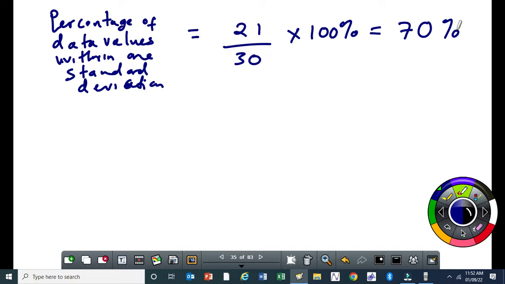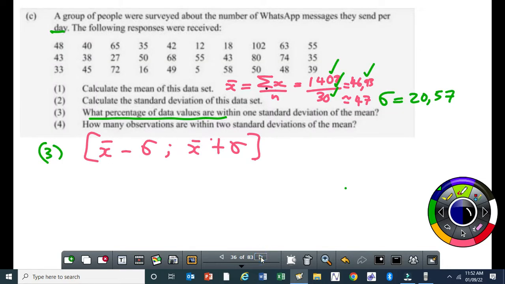Are you following? Okay, then let's move on to the next one. I've done number 3, now let's do number 4. The good thing is we've already determined the interval. It now says how many observations are within 2 standard deviations. Now it's 2, it's no longer 1. Since it's now 2, our interval is going to change. We have to put a 2 here.